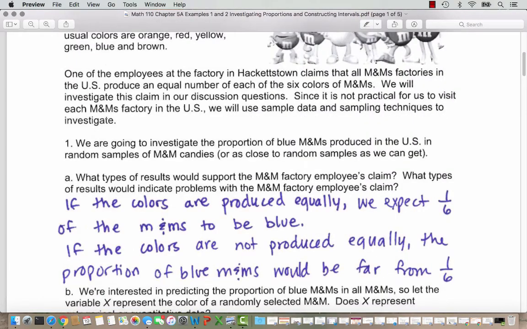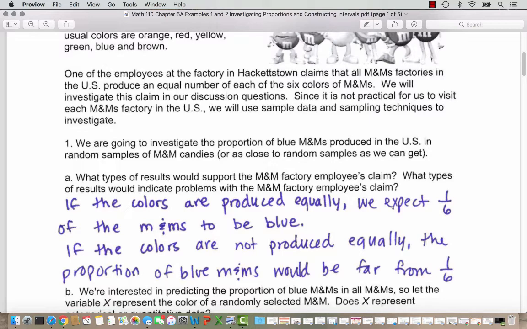One of the employees at the factory in Hackettstown claims that all M&M's factories in the U.S. produce an equal number of each of the 6 colors of M&Ms. We will investigate this claim in our discussion questions. Since it's not practical for us to visit each M&M's factory in the U.S., we will use sample data and sampling techniques to investigate. So we are going to investigate the proportion of blue M&Ms produced in the U.S. in random samples of M&M candies, or as close to random samples as we can get.